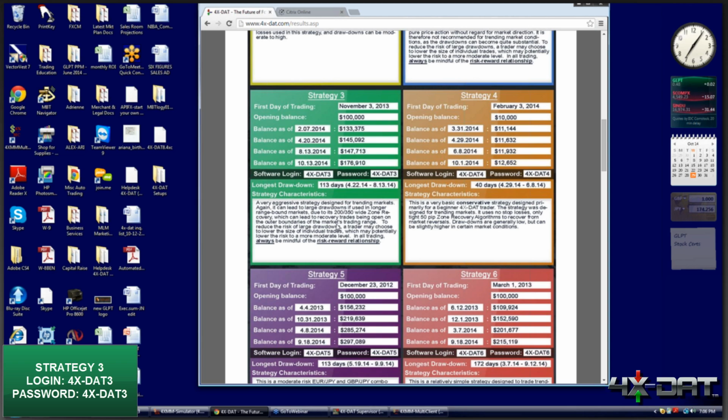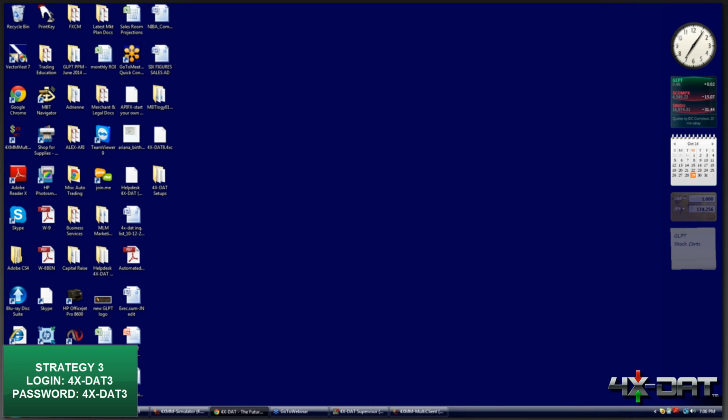But overall, when you take a longer view of the market, you will ultimately make a whole lot more money with a trending strategy, even though you might be caught in flat markets for a while. So anyway, let's take a look at strategy number 3. That is Forex DAT 3.